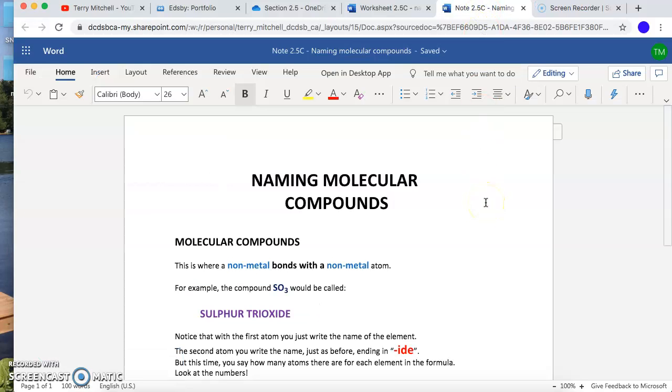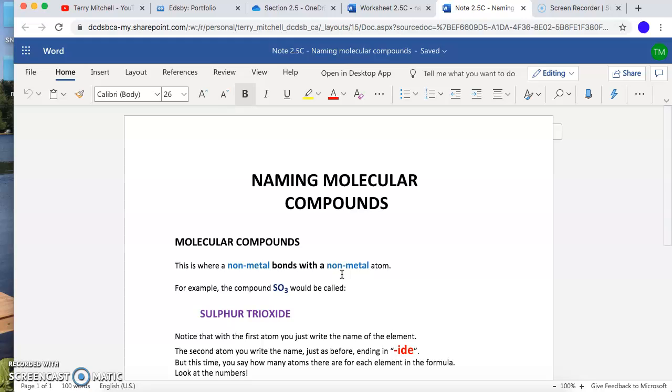Hey everyone, last day we talked about bonding, and we talked about ionic bonding. And ionic bonding is between a metal and a non-metal. Today we're going to look at molecular bonding. And molecular bonding is when we have two non-metal atoms. So two atoms from the right side of the staircase.